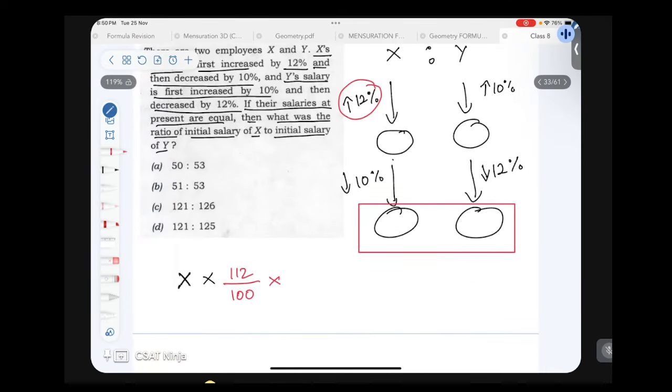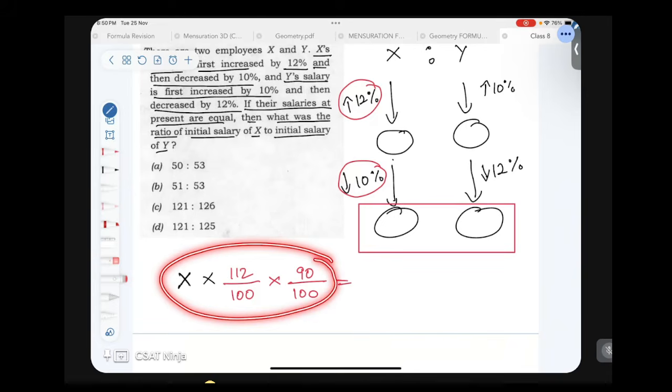Into, again, there is a decrease of 10. That means earlier it was 100 and it is decreased by 10. Can I write 90 there? This one will be equal to, this will give you the present salary of X. This value is nothing but this one, okay?